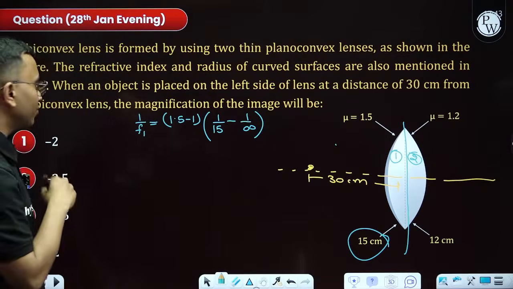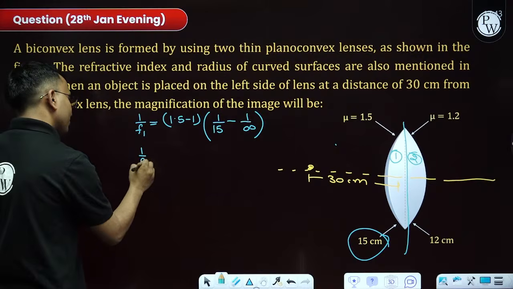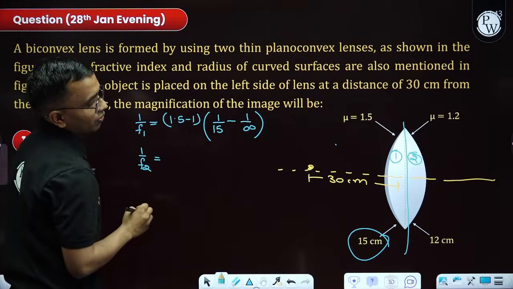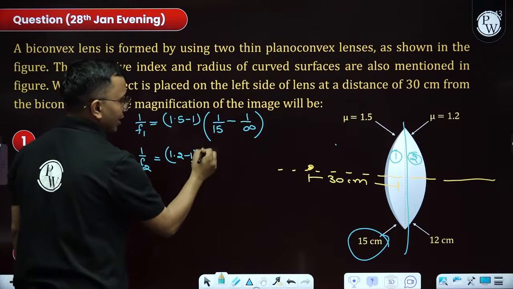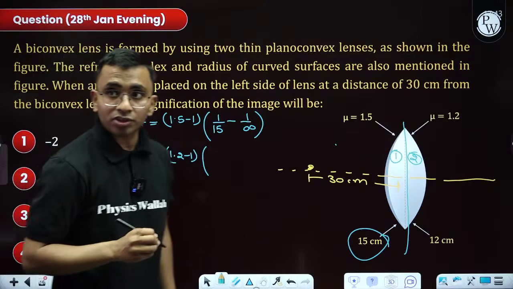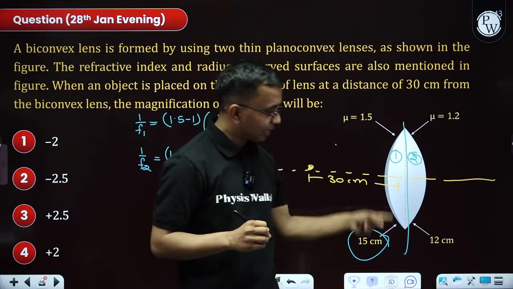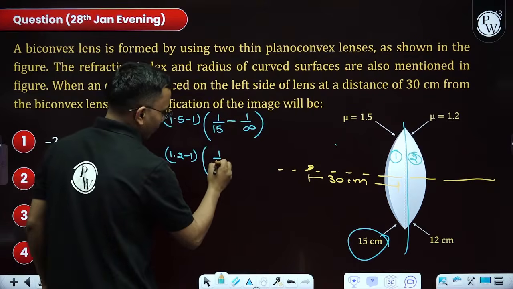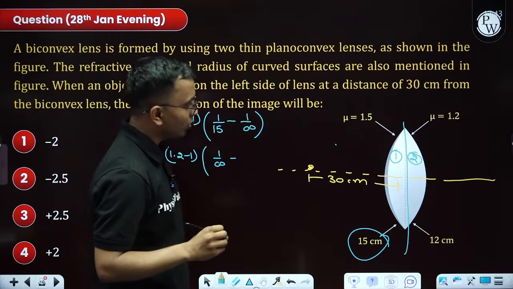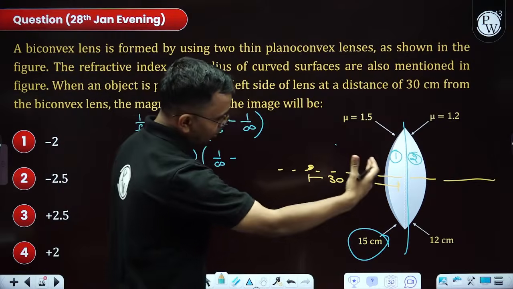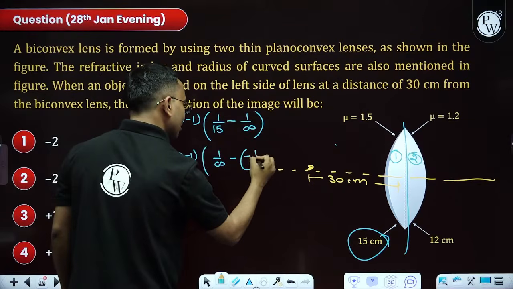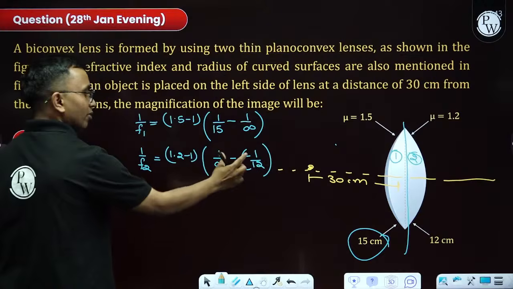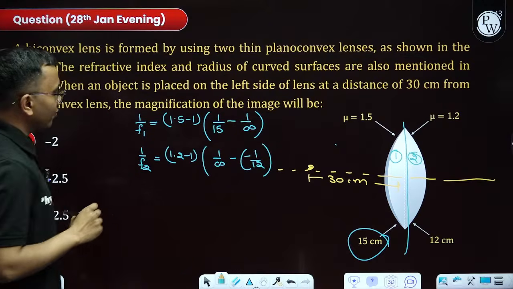Now write for f2, I can say 1 by f2 is equal to mu minus 1. What is mu? 1.2. So 1.2 minus 1 into 1 by r1 minus 1 by r2. What is r1? R1 is infinite. So 1 by infinite minus 1 by R2. What is R2? R2 is minus 12. Minus of minus, so it will become plus here. I got f1 and f2.